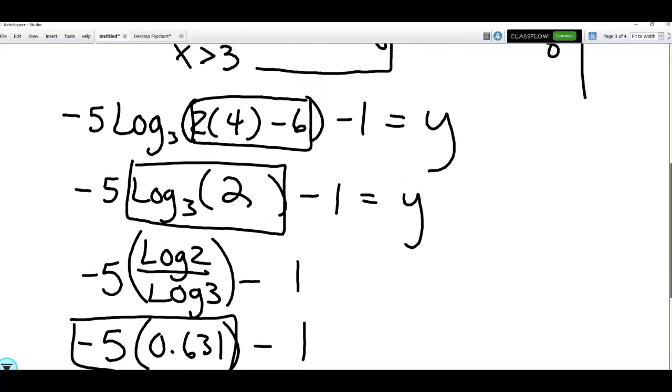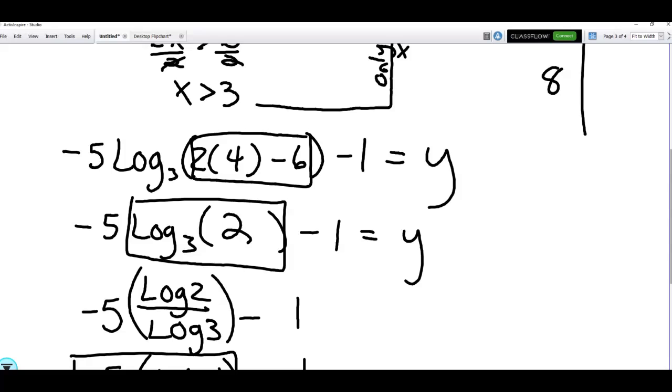What else was I going to plug in? 8. Why don't you guys try that one? I'll pause for a second and let you guys work on that. See if you can find out log of 8. If you need a calculator, go ahead and come grab one.